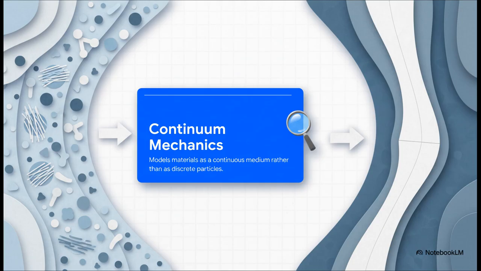Think about it. A tendon is made of zillions of tiny little particles and fibrils. Instead of trying to track every single one, which would be impossible, we just zoom out. We treat the whole tendon as one single continuous thing. This is a huge simplification, but it's super powerful. It lets us apply the laws of physics to predict how the whole structure will behave under force. It's the foundation for understanding stress and strain.